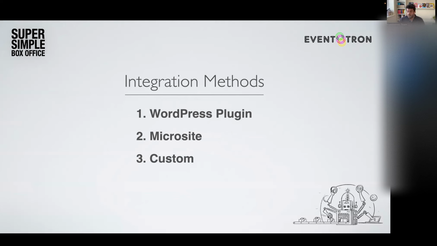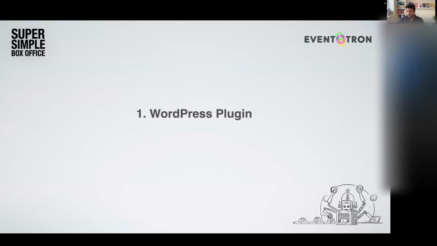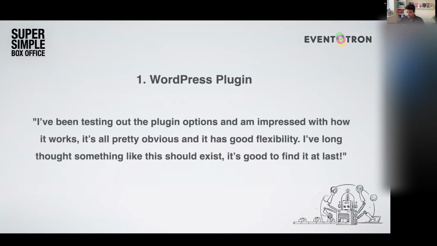And that works. It's a little extra step, but we can make it fairly transparent that people are hopping back and forth to different sites and it doesn't affect them too badly. And thirdly, if you've got your own website and you've got a friendly developer, you can roll your own integration, but obviously that's much more developer intensive. So we're going to focus today on the WordPress plugin, which is the most common way to use Supersonic Box Office. And just another nice bit of feedback there from a guy who works with a lot of festivals.